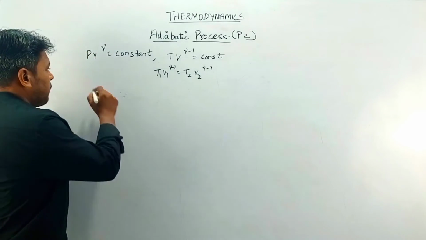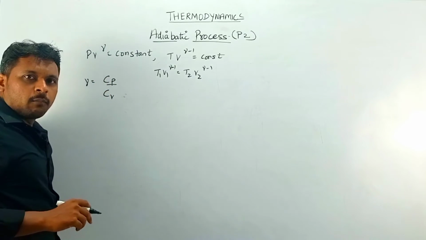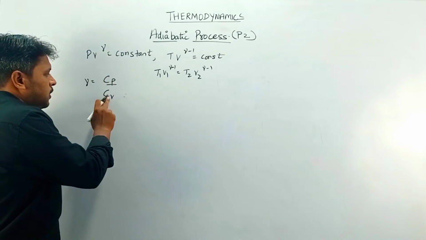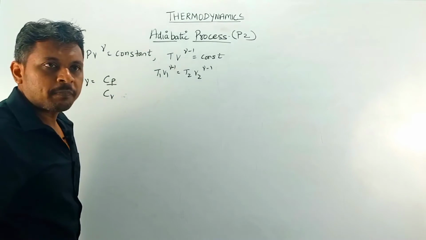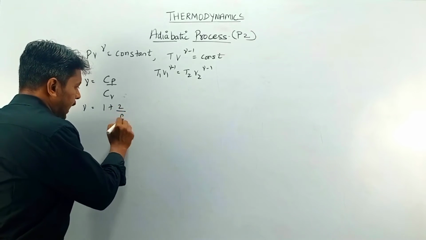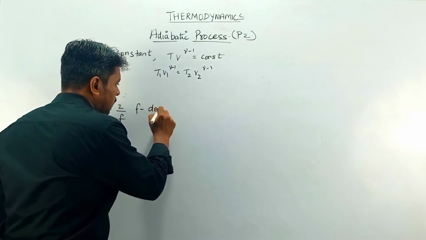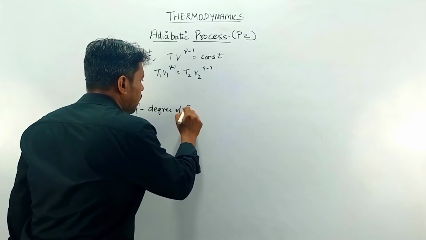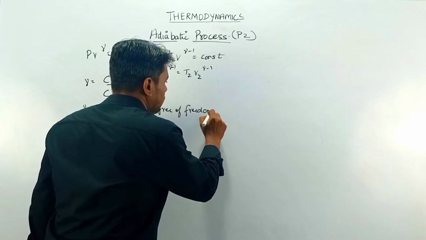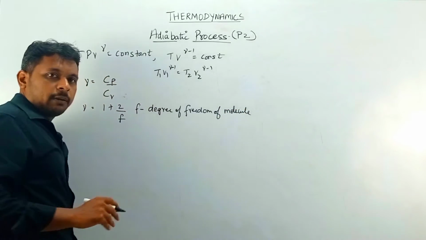Okay, so the value of gamma is represented as Cp by Cv. You know that it is the molar specific heat at constant pressure by that at constant volume. So this gamma value is given in general form as 1 plus 2 by F, in which F is the degree of freedom of molecule.